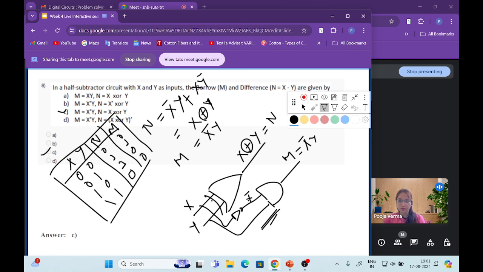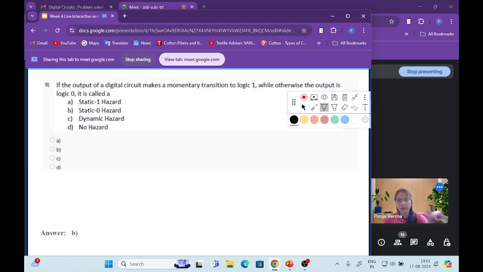Okay, I hope you are getting it. Moving to the next question. If the output of a digital circuit makes a momentary transition to logic 1, while otherwise the output is logic 0, it is called a static 1 hazard, static 0 hazard, dynamic hazard, or no hazard. So what is it called?